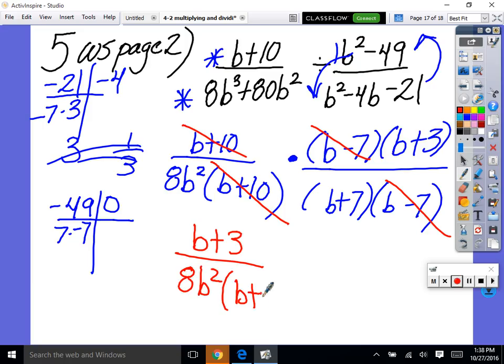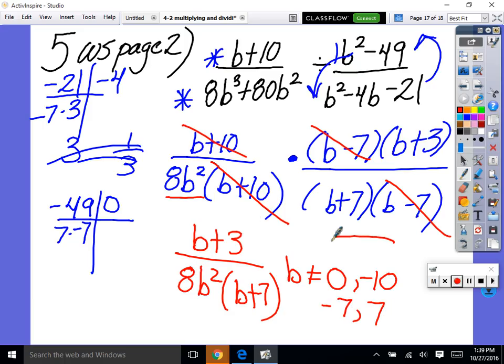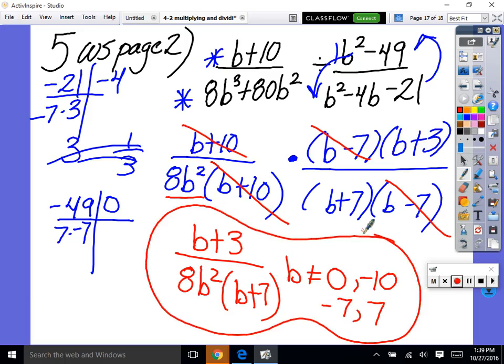And b plus 7. And we needed to restrict our domain. Sorry about that. So we would say, look back before you simplified it. B cannot equal, careful, 0. Don't forget the 0. -10 for that piece, 7 for that piece, and -7 for that piece. Yep, you're awesome. And this is our final answer.